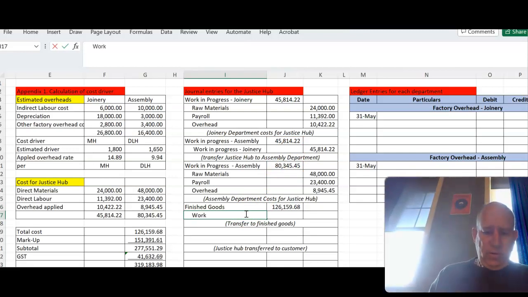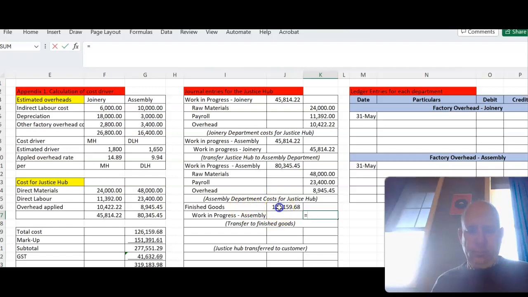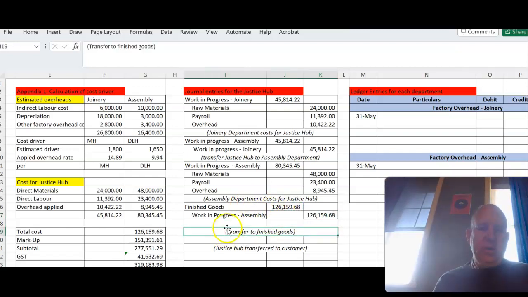and out of the assembly department. Cost of the job. Good. Then what we do is transfer it to the customer.